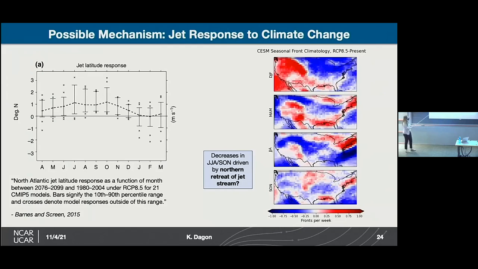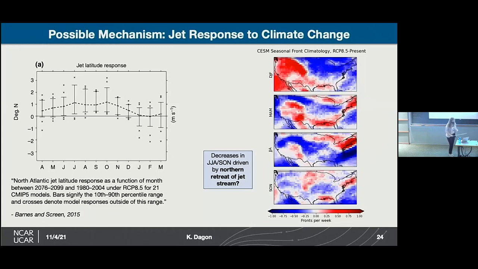The takeaway here is that you do see a lot of spread. This is still a very open hypothesis for how the jet is going to respond to climate change, but you do see some possible shifts in the Northern Hemisphere summer. This is jet latitude response, so some possible northward shifts. And so what we're thinking is that this decrease in fronts observed in the summer could be related to the northern retreat of the jet stream.